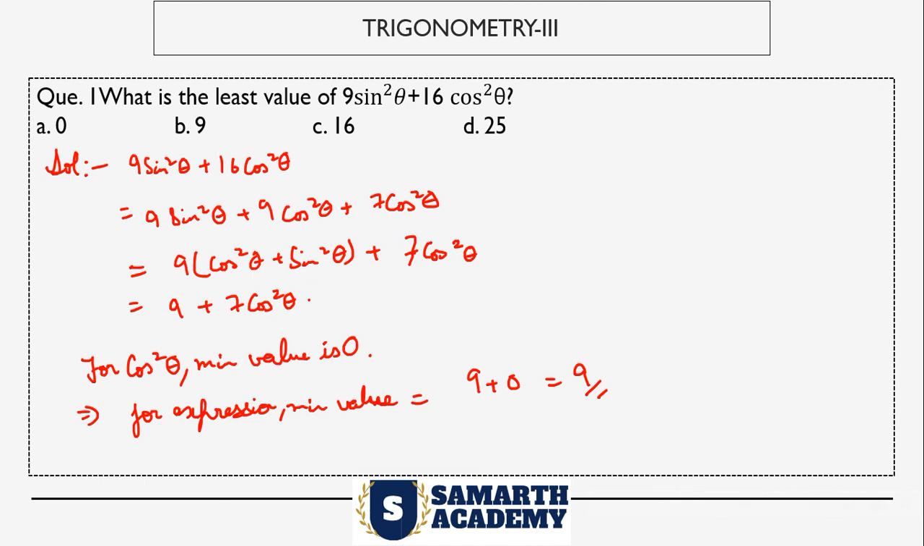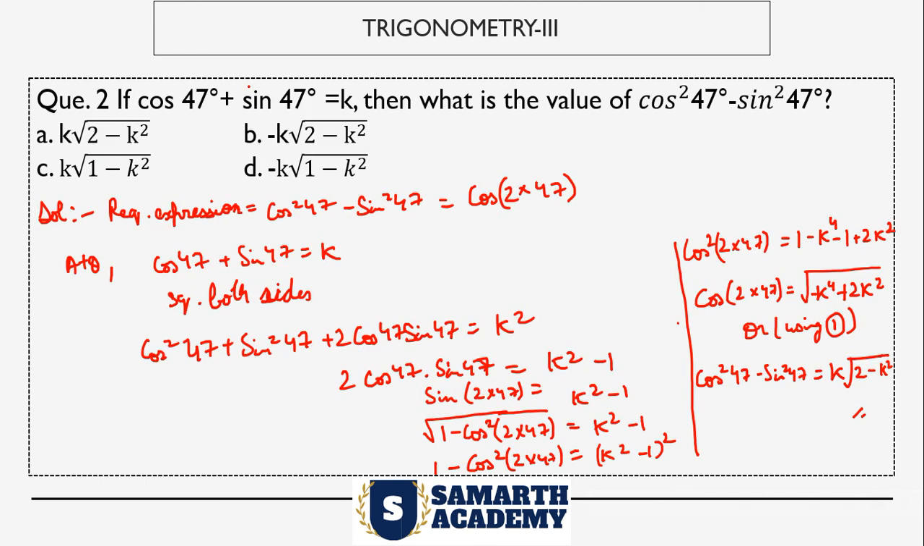So the minimum value of 7 cos²θ will always be 0. It's a square, so it can't be negative, and cos varies between 1 and minus 1. So this value is going to be 0 at the least and 1 at the max. So the overall expression minimum value is 9. Fair enough? Moving on.